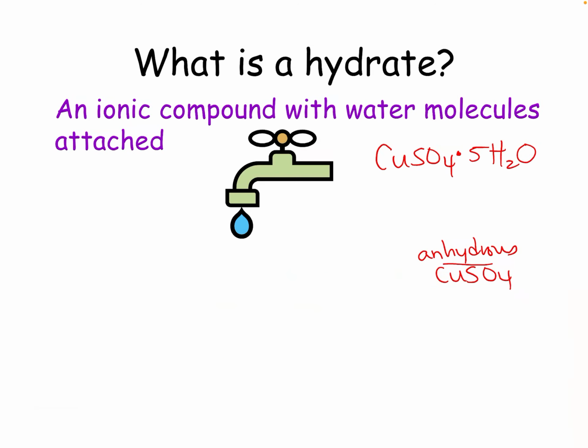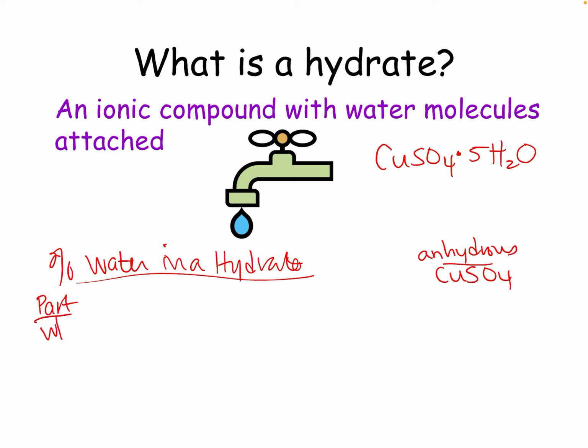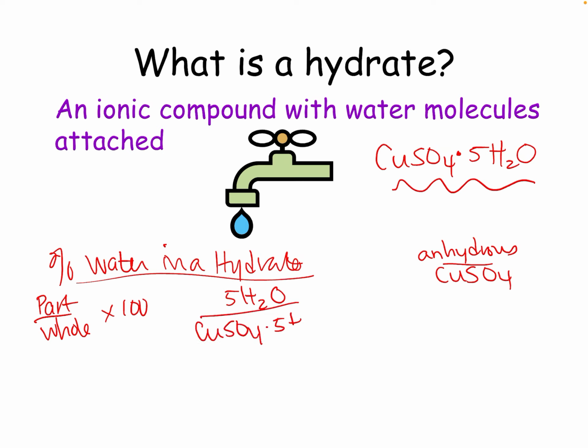And to find the percent water in a hydrate is really quite straightforward. It's just always part over whole times 100. So in this case, you'd find the mass of the 5 H2Os, that is your part. You'd find your GFM of the copper(II) sulfate pentahydrate, the whole thing, is the bottom, times 100.